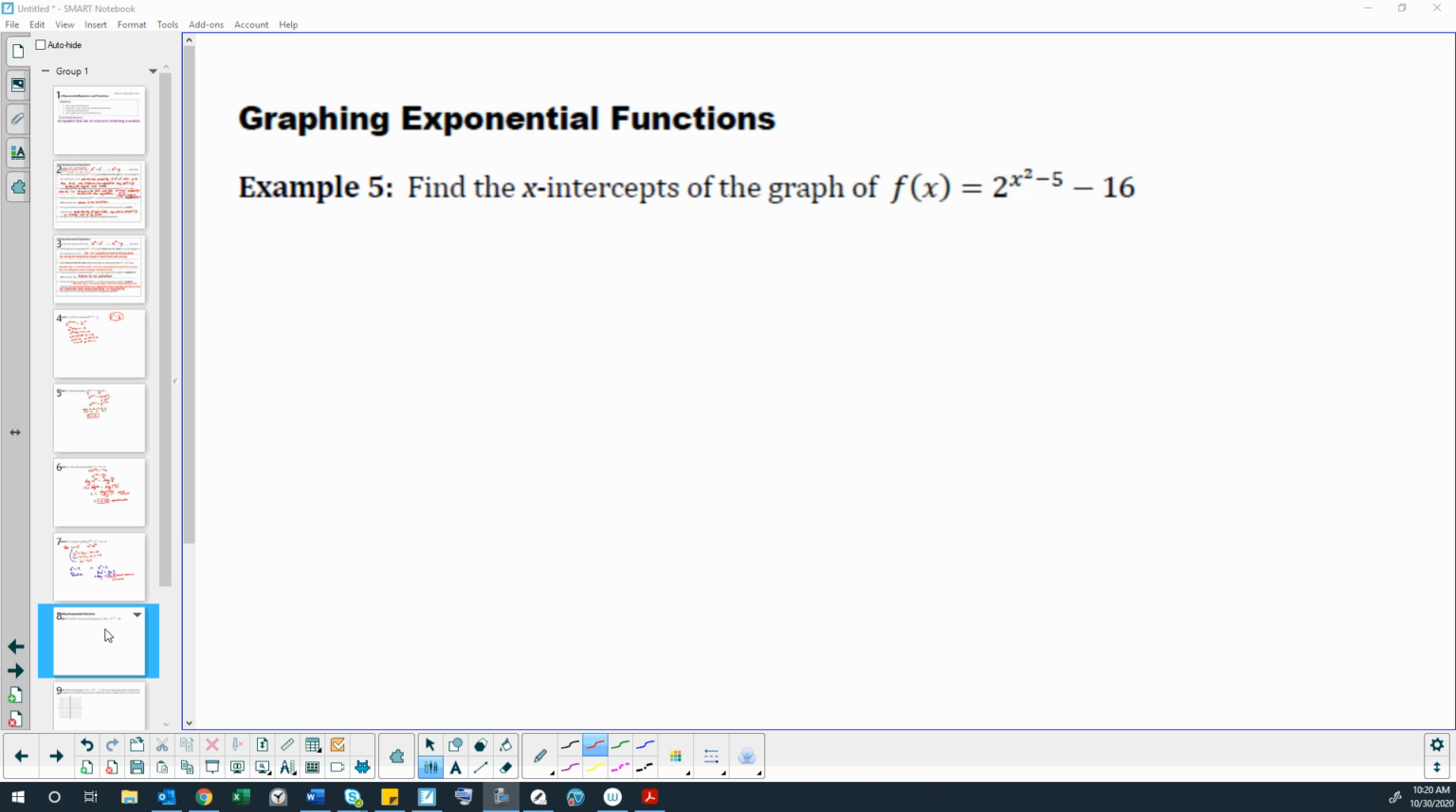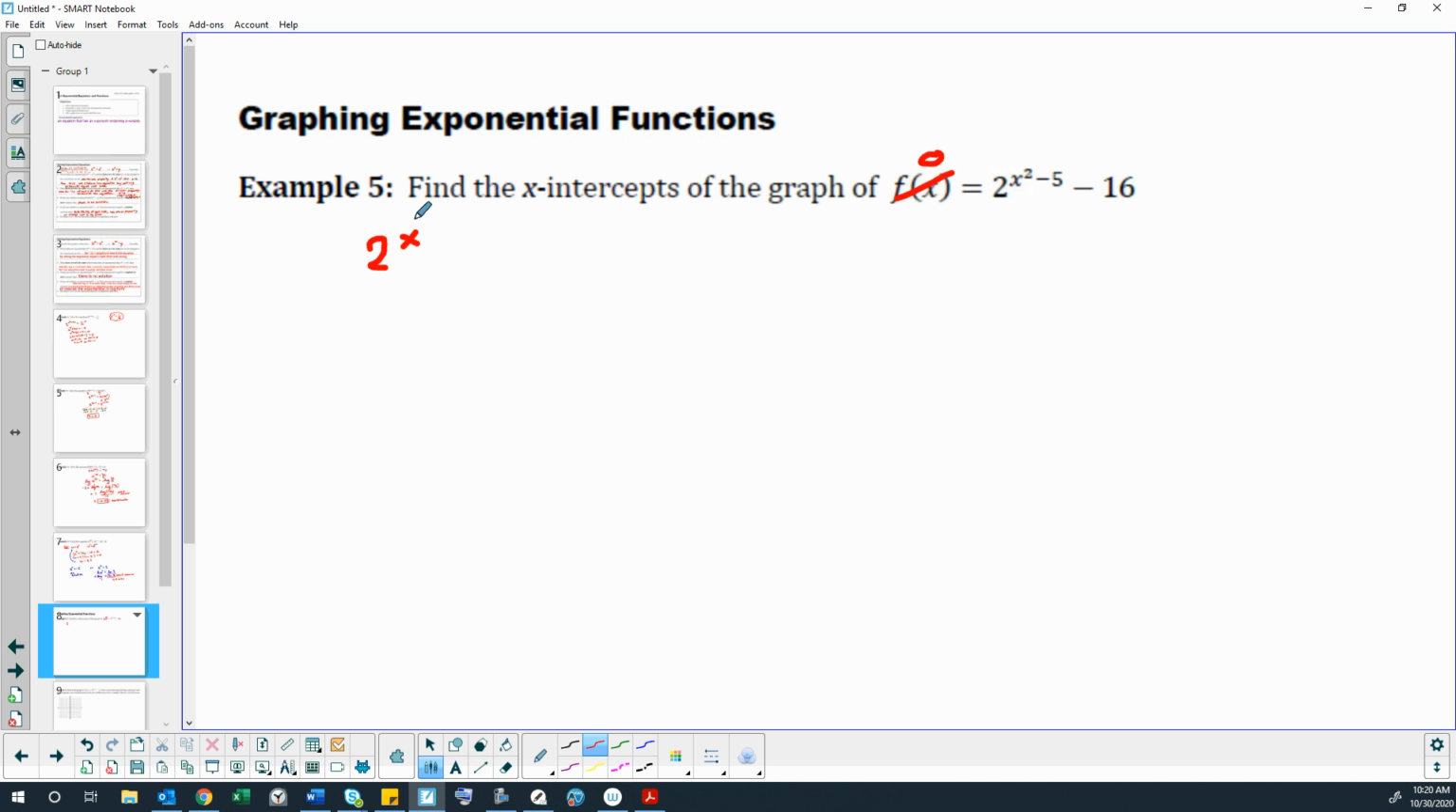Alright, we've already done a little bit with graphing exponential functions, but let's look at some more examples and maybe some that are a little bit strange. Okay, so we're going to start by finding x-intercepts. Remember, when you're finding an x-intercept, you're just going to set your y value equal to 0 and then solve.